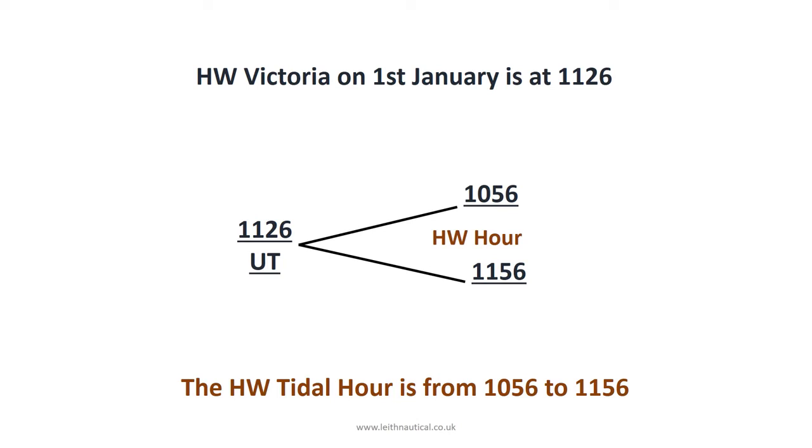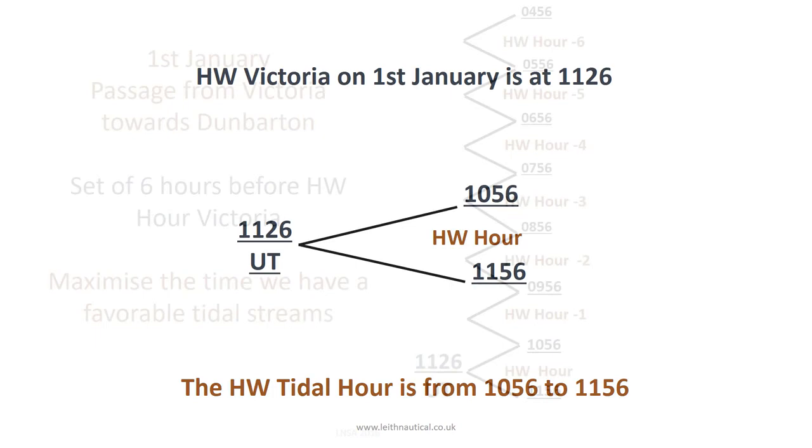So if high water in Victoria on the 1st of January is at 11:26, then high water hour will start 30 minutes before and end 30 minutes after the time of high water. So high water hour Victoria starts at 10:56 and ends at 11:56.